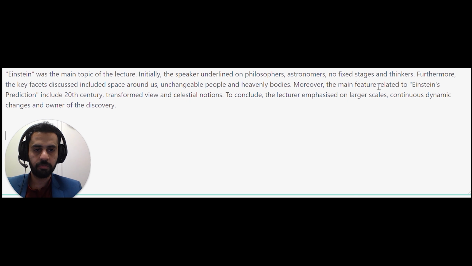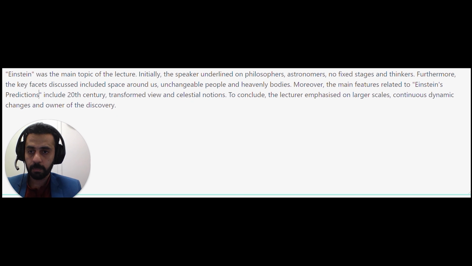The main features, okay, so it's going to be features over here, not feature, related to Einstein's prediction. So we can write predictions over here. Include 20th century transformed view and celestial notions. To conclude, the lecture emphasized on larger scales, continuous dynamic changes, and owner of the discovery.